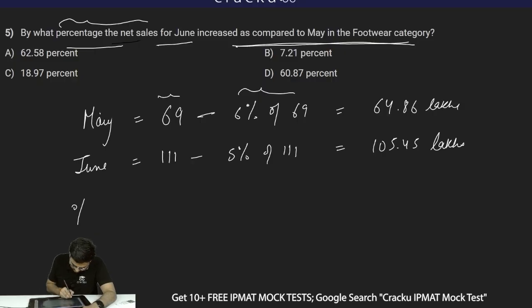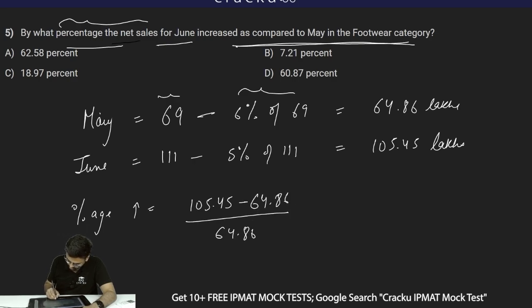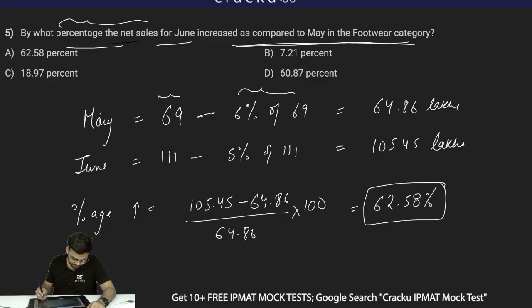We have to find out by what percentage the net sales for June increased. So the percentage increase for June will be 105.45 minus 64.86 divided by 64.86 into 100. This is the percentage change, and this will come out as 62.58%, and therefore option A, 62.58%, is the correct answer.